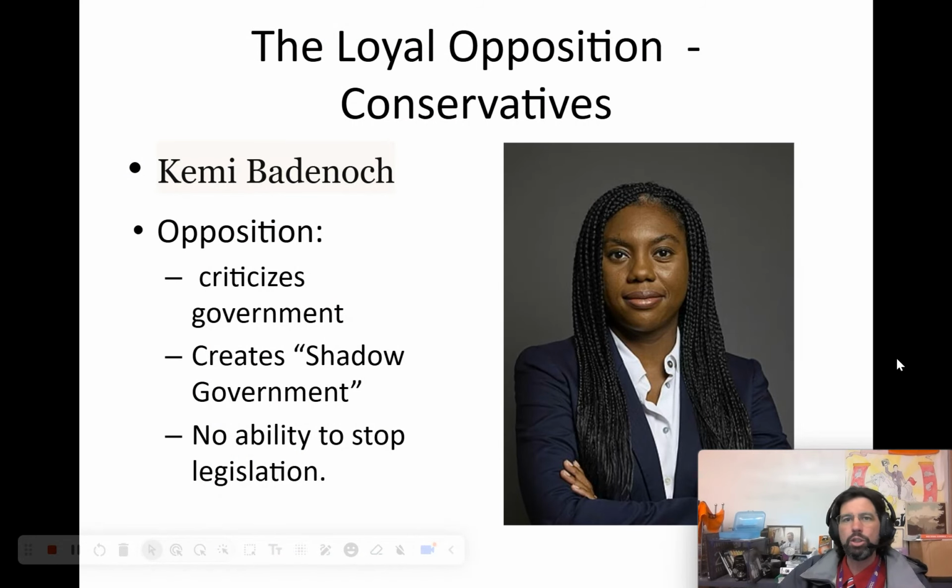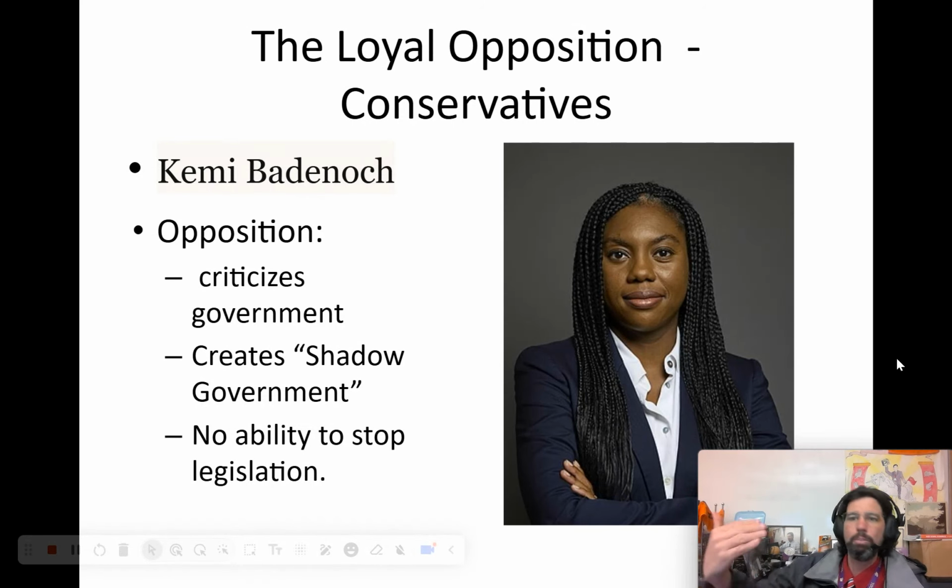The opposition is known as the shadow government, the loyal opposition. At this time, Labour actually runs the government, and the Conservatives are the loyal opposition, headed by Kemi Badenoch. Now, it's not like the United States, where the opposition actually has a chance to do anything. In the UK, the opposition creates what's called a shadow government.